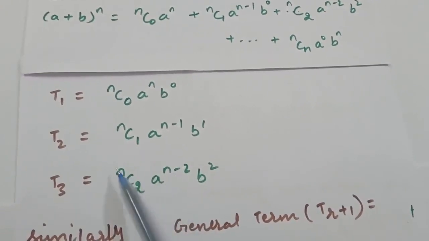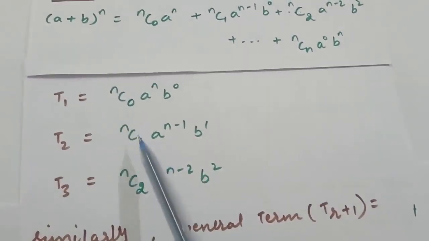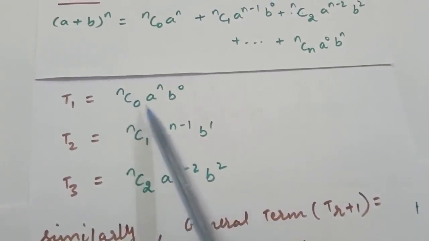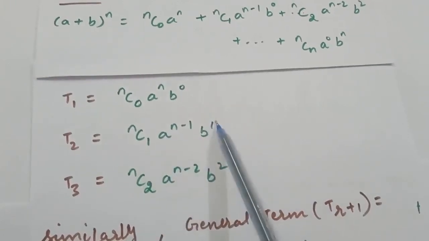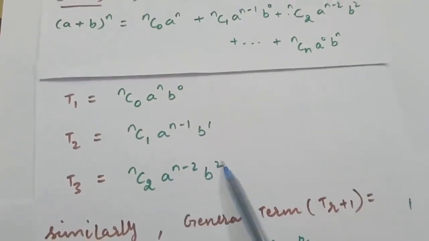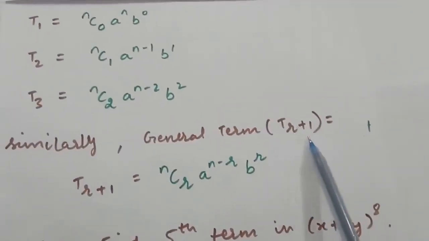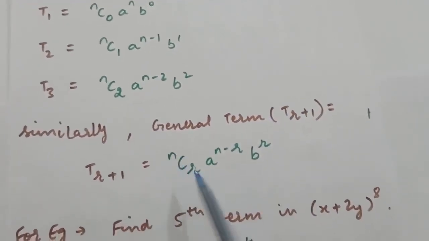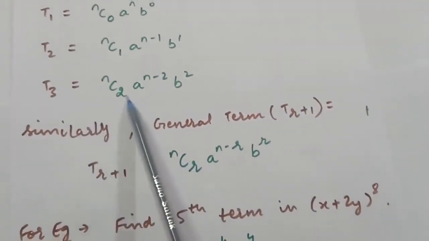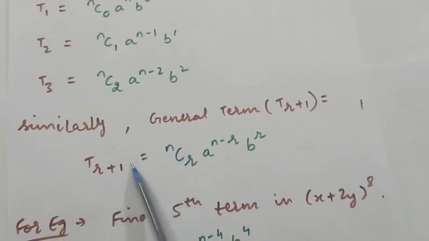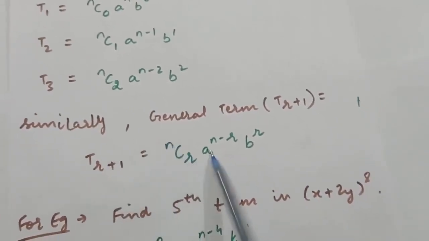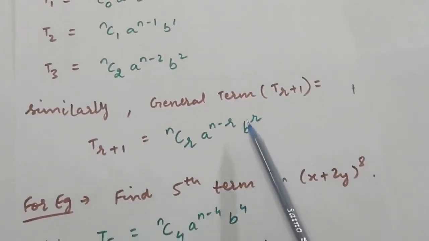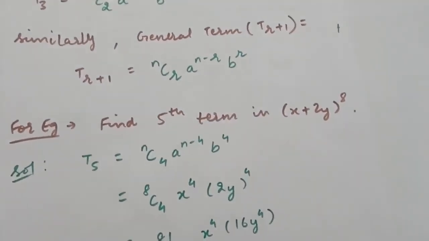Also the power of a is n minus 0, n minus 1, n minus 2, right? And the power of b is b raised to the power 0, b raised to the power 1, b raised to the power 2, right? Therefore the general term, which we represent by t(r+1), will be nCr, 1 less than this number, right? So 1 less than this number will be nCr a raised to the power n minus r and b raised to the power r. So this is our general term of the expansion (a+b) whole raised to the power n.